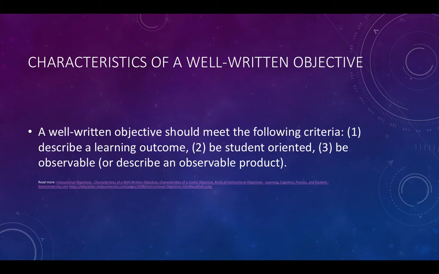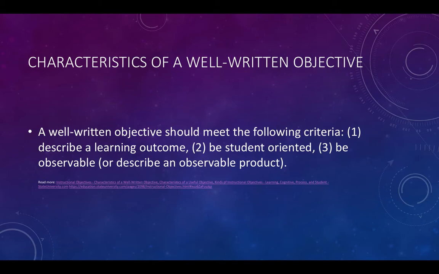Examples, those that were written in your module, we have a lot of examples of verbs that you can use in your instructional objectives. For example, at the end of the lesson, the student should be able to graph exponential functions. So that alone is observable. You ask your students to graph a specific function at the end of the lesson.